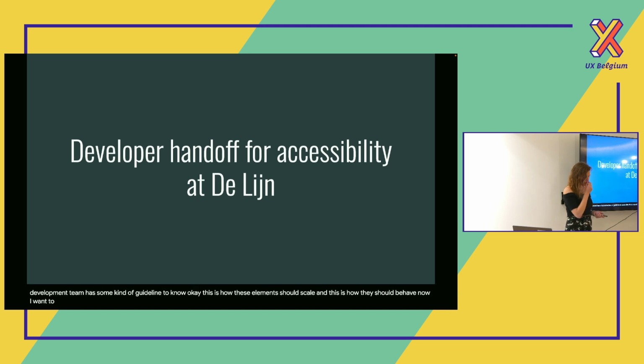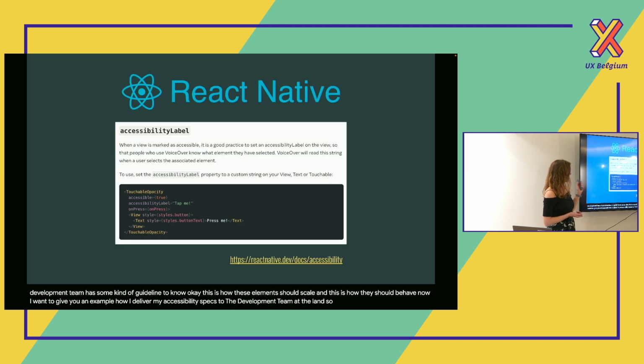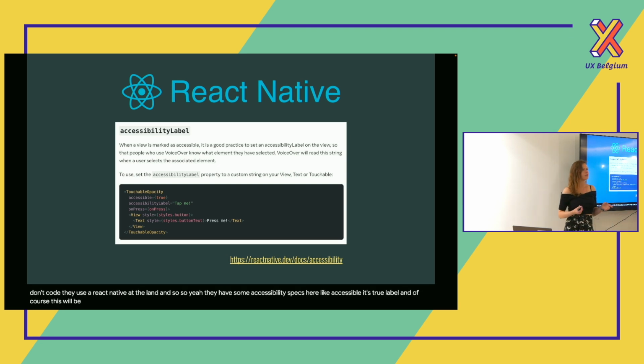Now I'm going to give you an example of how I deliver my accessibility specs to the development team at the LAN. So we use, well, I don't because I don't code, they use React Native at the LAN, and so they have some accessibility specs here, like accessible is true, accessibility label, and of course this will be different for other code languages, but the principles are applicable to other languages as well.